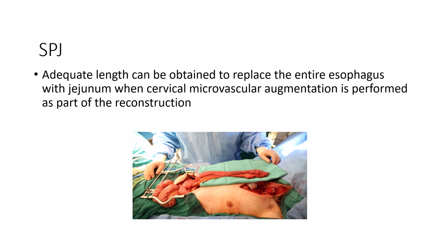Adequate length can be obtained to replace the entire esophagus with jejunum when a cervical microvascular augmentation is performed as part of the reconstruction. Otherwise, a roux will only reach to the mid-thoracic esophagus.